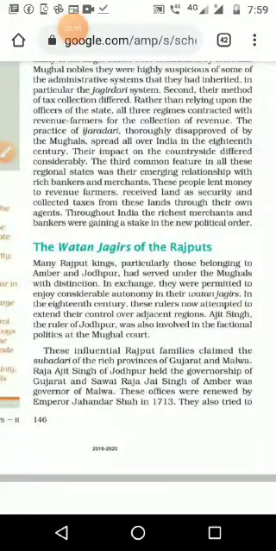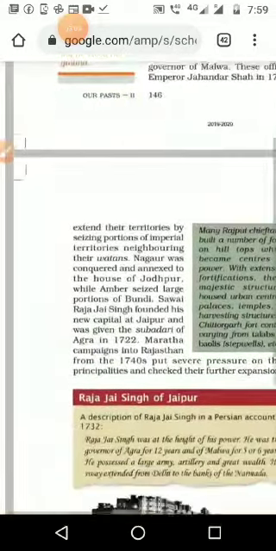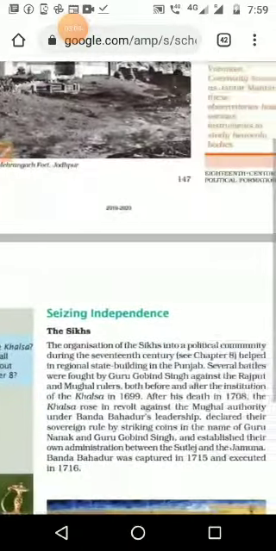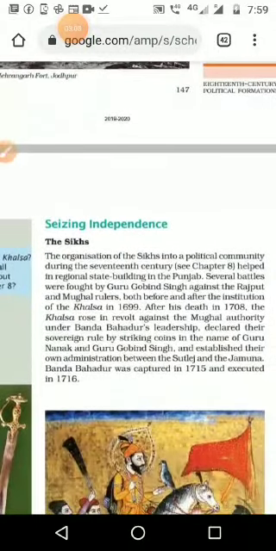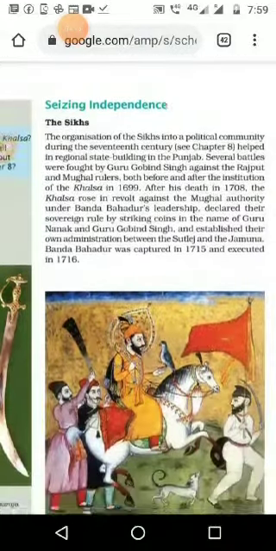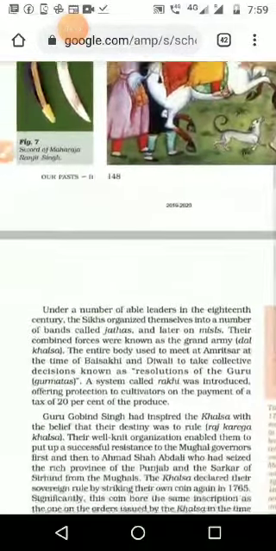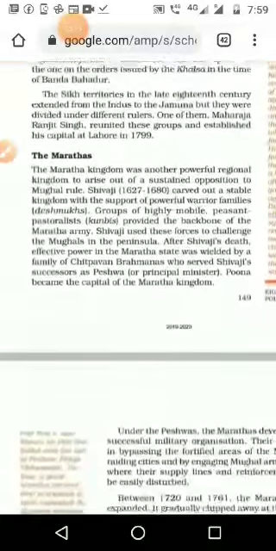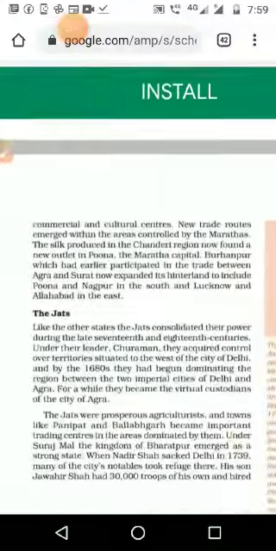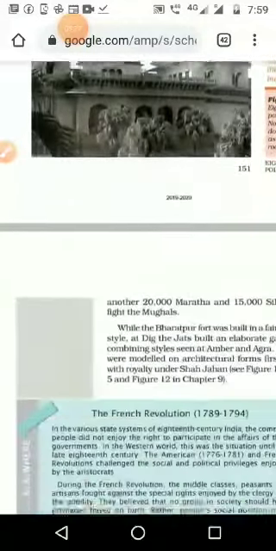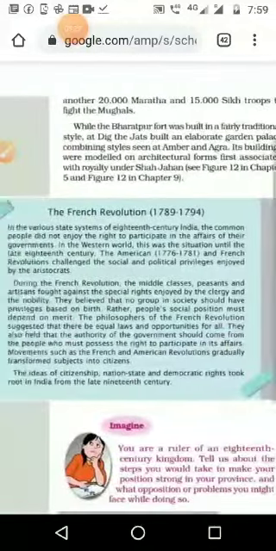Next is another group of kings, Nawabs and their allied people, and how they made power in their hands, that we will see. Then comes the seizing of independence, one group after another trying to get independence, like the Sikh people trying to get a separate country. Then the Marathas tried that, one by one each area or kingdom tried. Then Jats. Then comes the French Revolution.